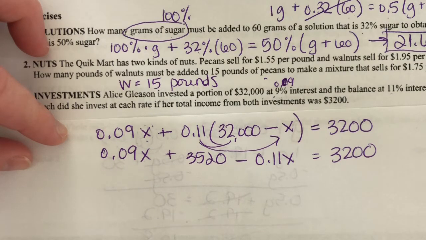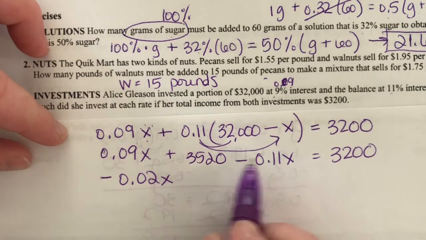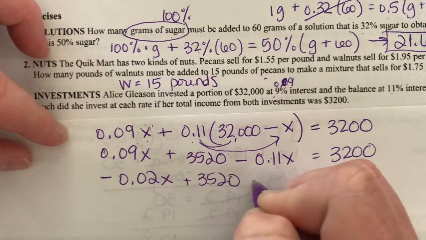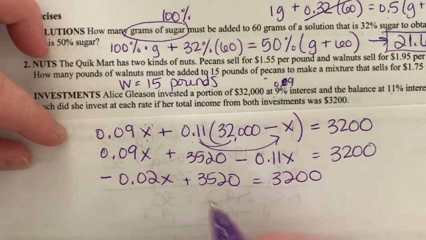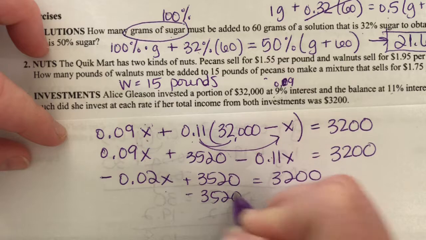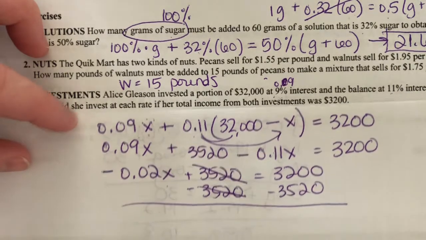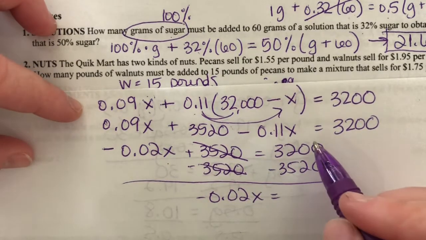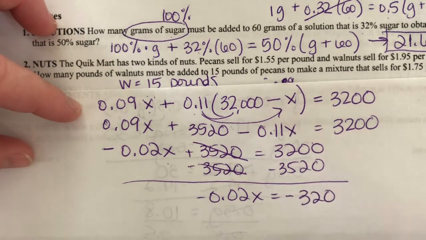Now I've only got one variable here, so I can go ahead and combine these, right? 0.09 minus 0.11, negative 0.02x, when I combine my x's, I still have this plus 3,520. And then the other side of the equal sign stays the same. Now I got to solve for x. So I'm going to start getting rid of stuff around it. These cancel. So I've got negative 0.02x equals 32 minus 3520 is negative 320.